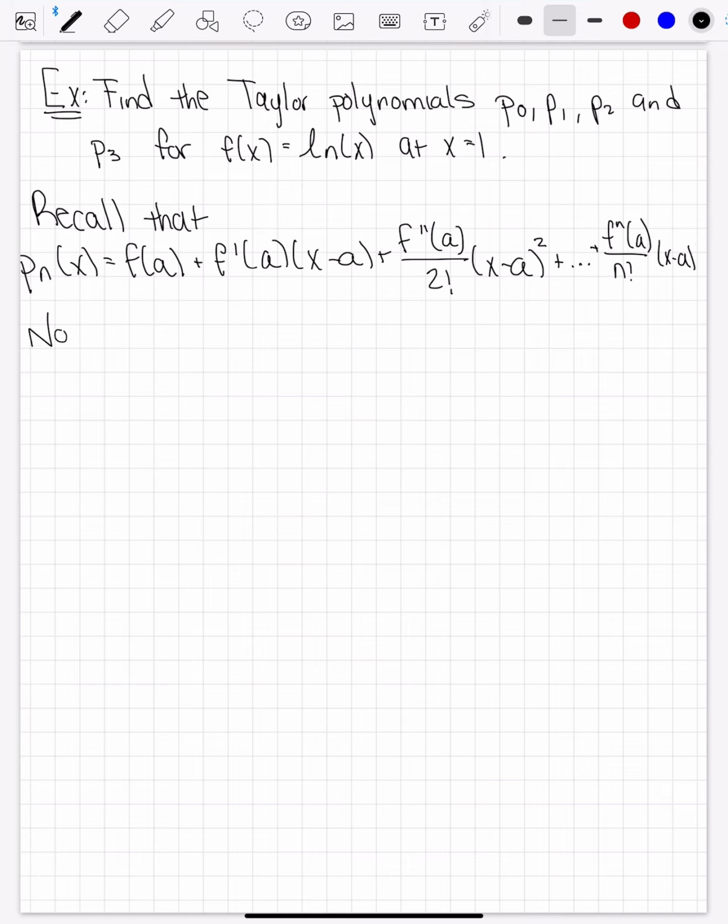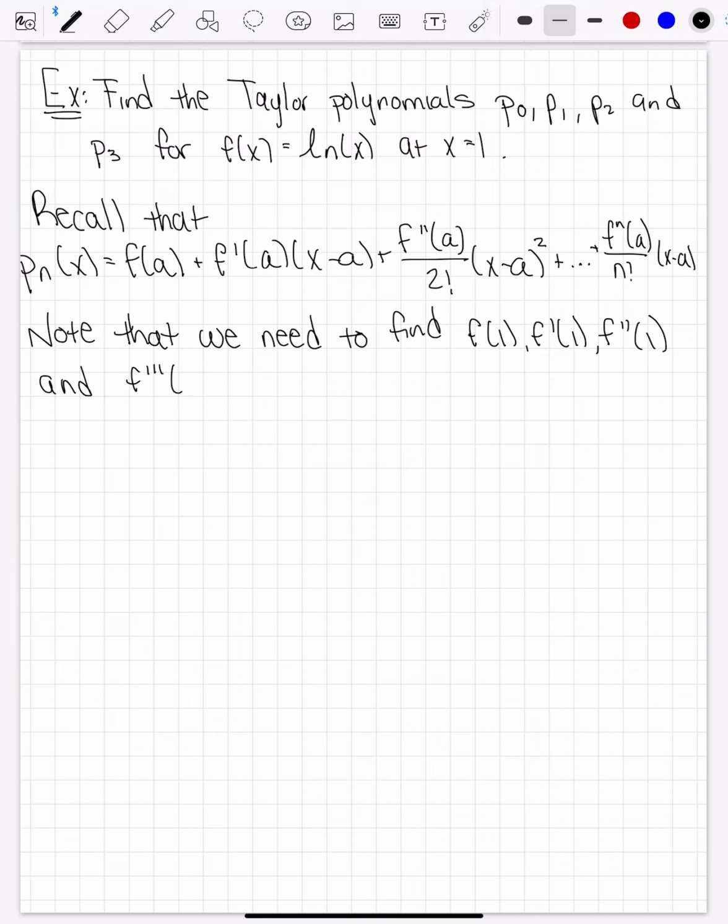So note that we need to find f of 1, f prime of 1, f double prime of 1, and f triple prime at 1 in order to get P0, P1, P2, and P3.